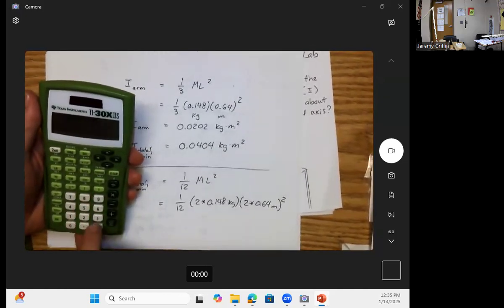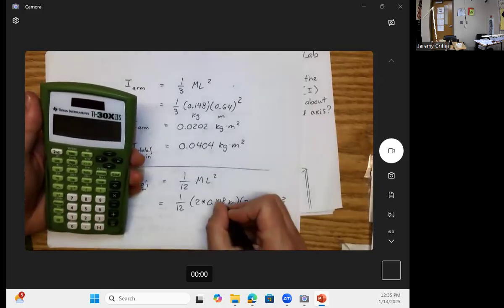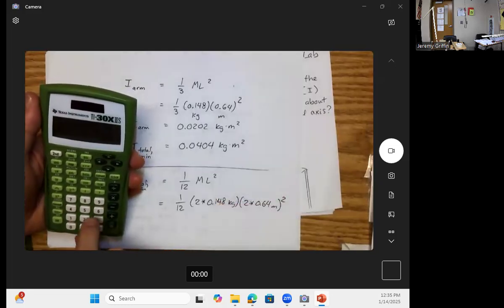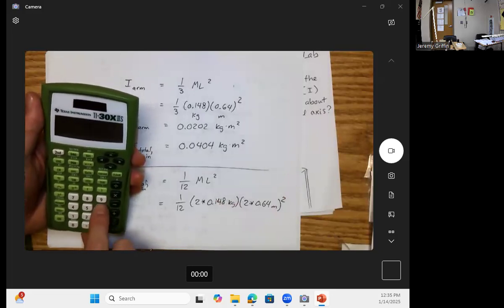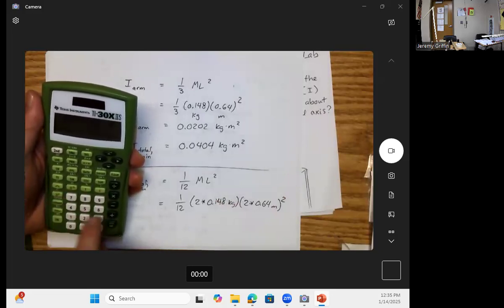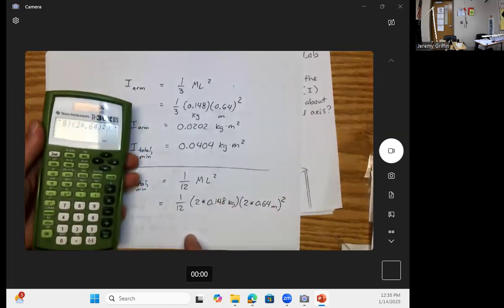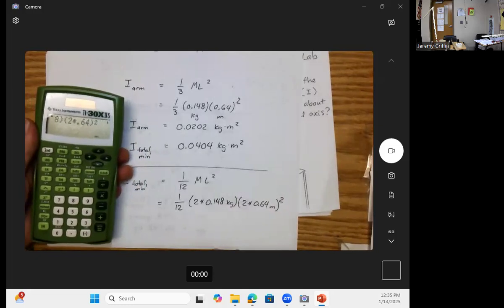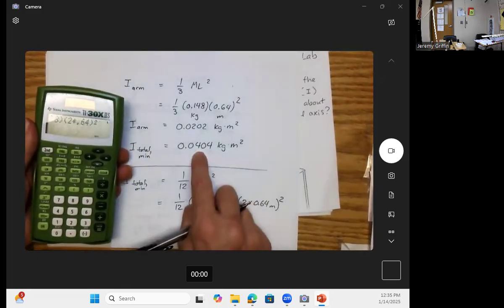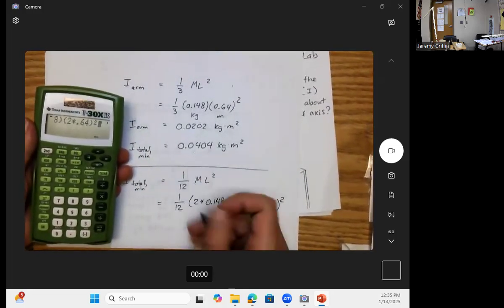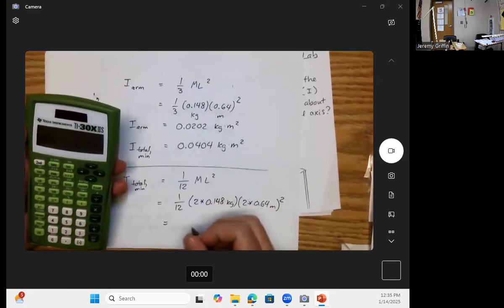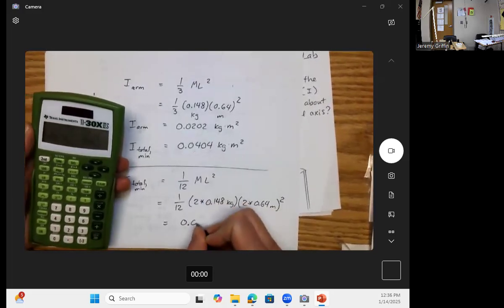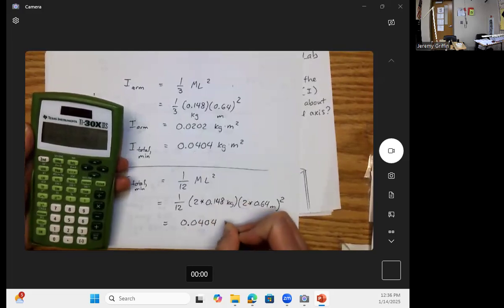1/12, 2 times the previous mass, and then 2 times the length of a single arm, and that's all being squared. Right? Guys, when I hit enter, let's see if you guys are following. What number better be popping up on my screen? Yeah, 0.0404. Let's see if it is. Aha, it sure is. Look at that. 0.0404. That's kilogram meter squared for rotational inertia.